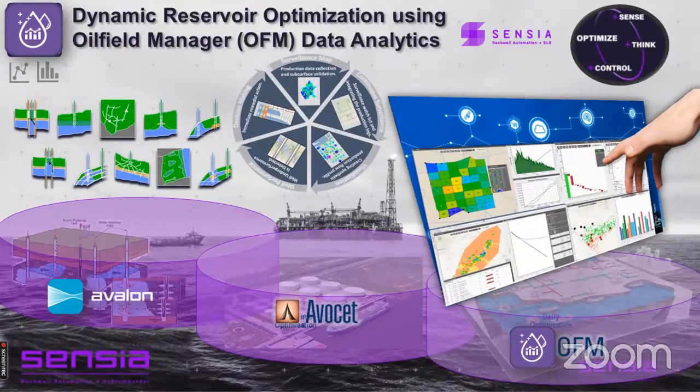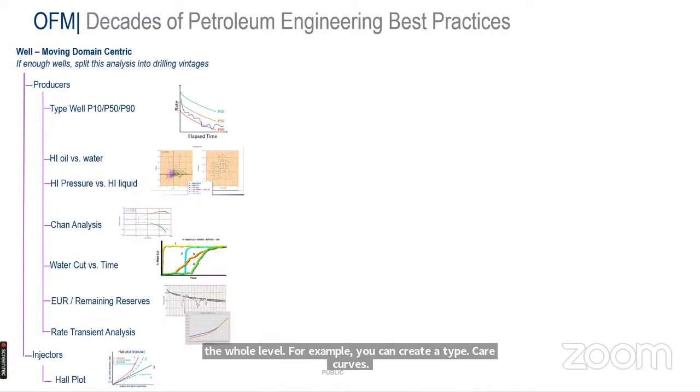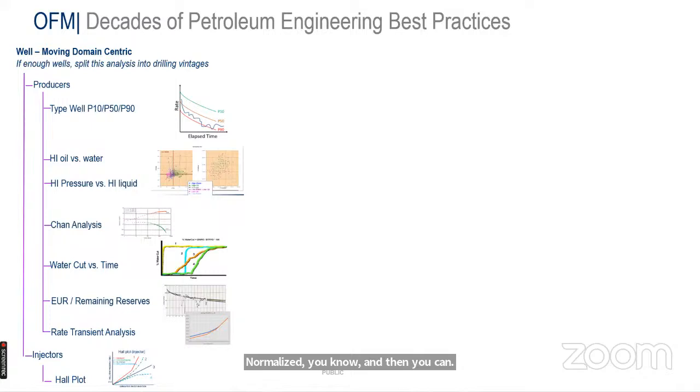Today we'll focus only on OFM. Just to give a quick summary before I start with the solution. OFM is a tool that can be used to visualize the data from the well level. For example, you can create a type curve, percentile curves, normalize, and then you can also create the hydrology index dashboard. You can have it oil versus water, or pressure versus liquid.